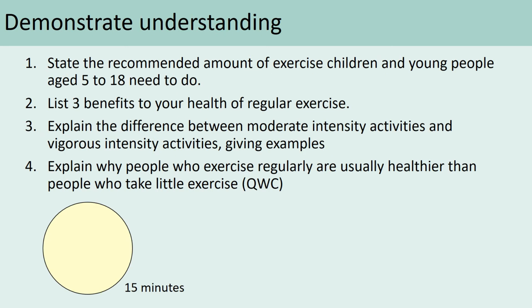Okay, so we're going to have a think about what we have just taken in, and obviously this will help for your notes as well. So question number 1, can you put down the recommended amount of exercise children and young people between 5 and 18 need to do? So can you remember how much the government suggests you do? Number 2, list 3 benefits to your health of regular exercise. Number 3, explain the difference between moderate intensity activities and vigorous intensity activities, giving some examples. And number 4, explain why people who exercise regularly are usually healthier than people who take little exercise.